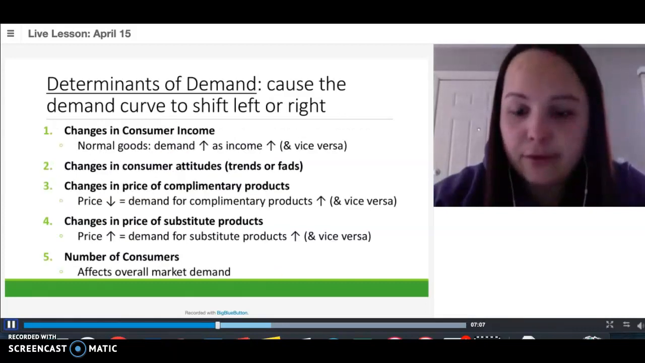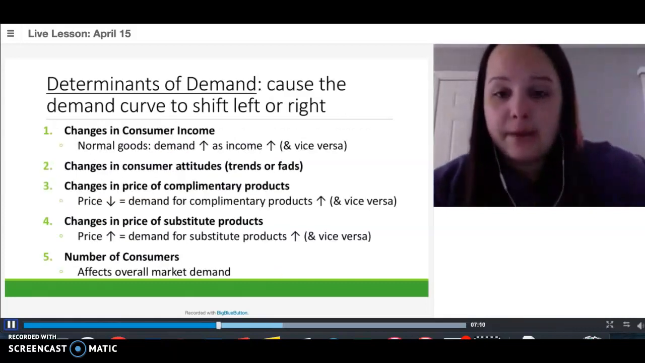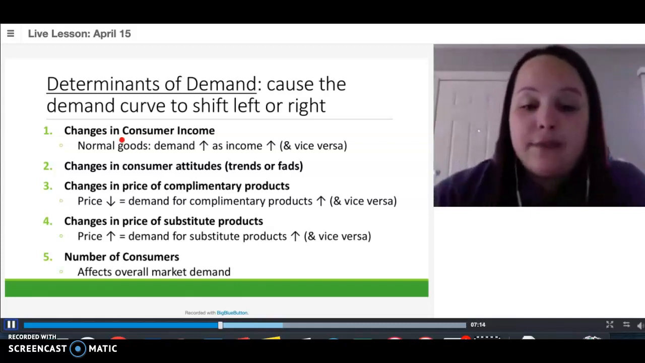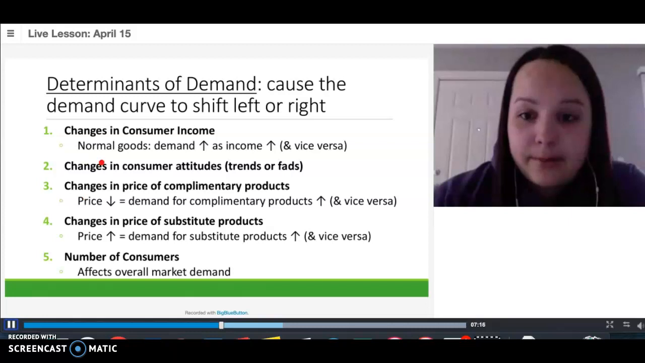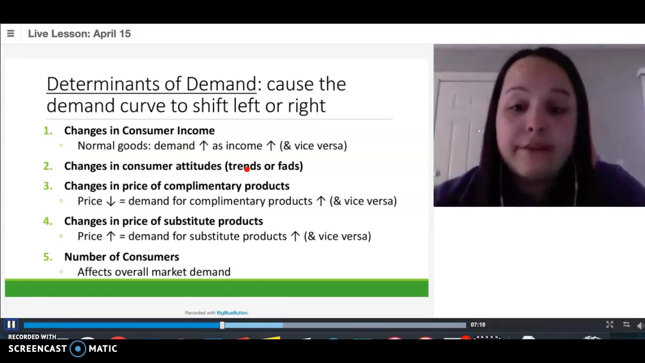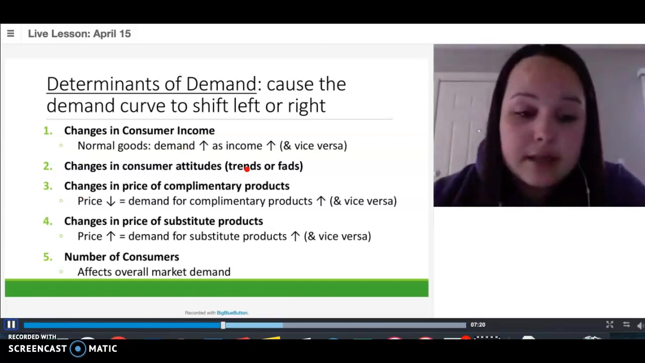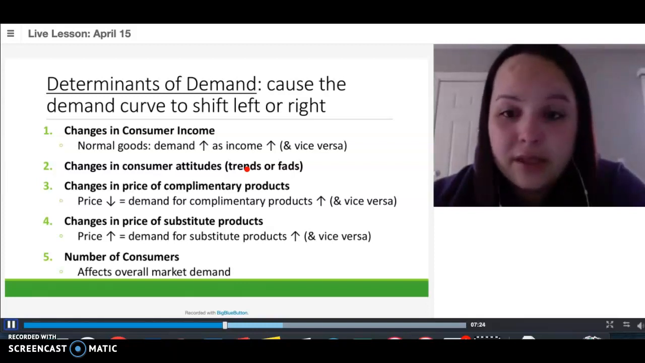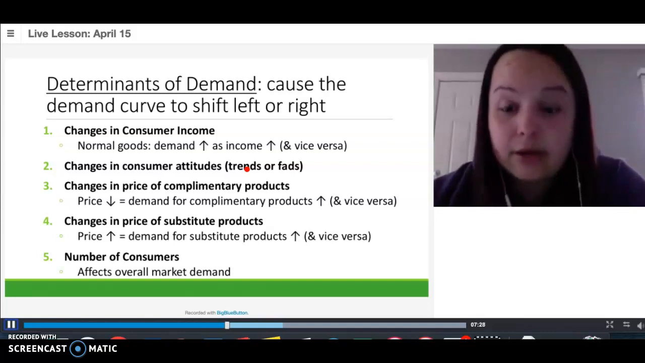So now focusing on the big topic of the day, looking at the determinants of demand. These 5 things that are listed, numbered and in bold, are the only 5 things that can cause a demand curve to shift either to the left or to the right. So these are the only things that will cause the demand for a product to either increase or decrease.